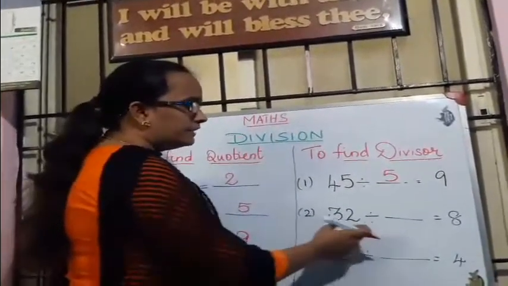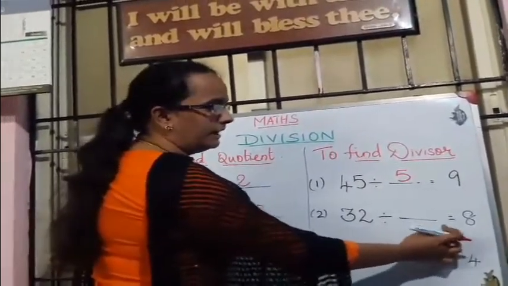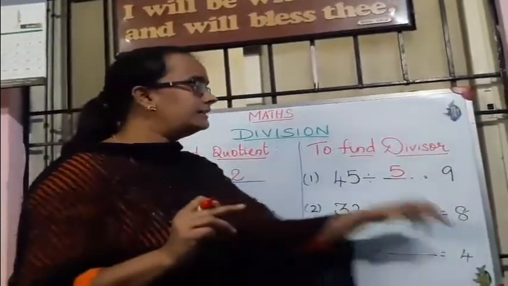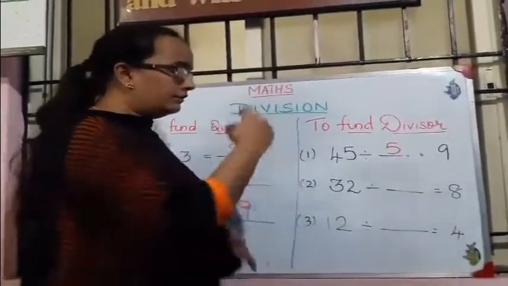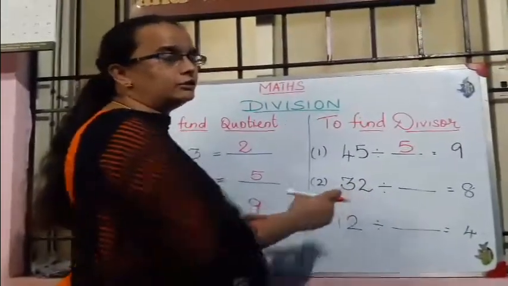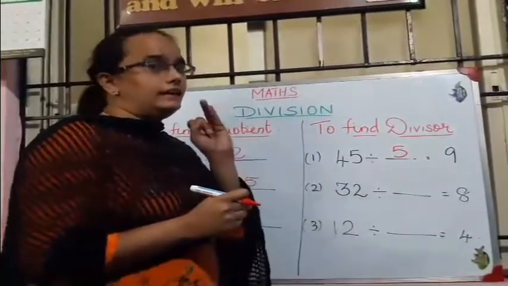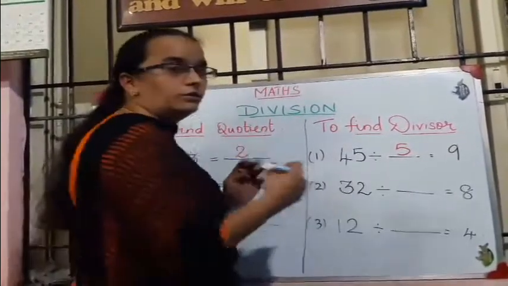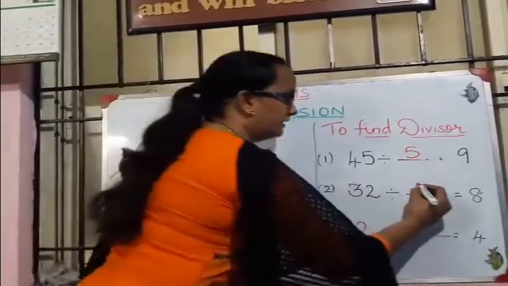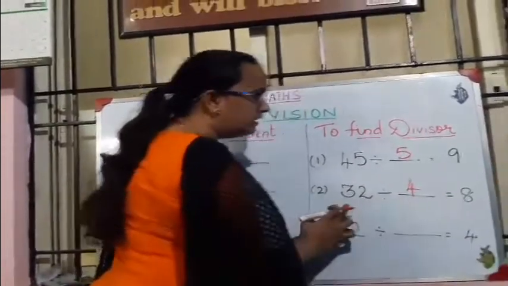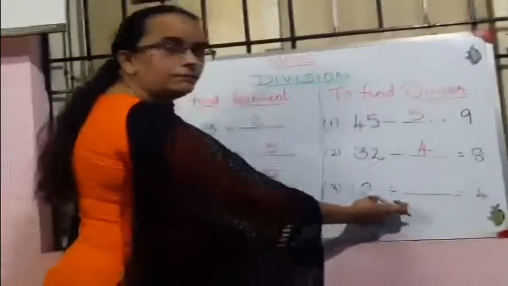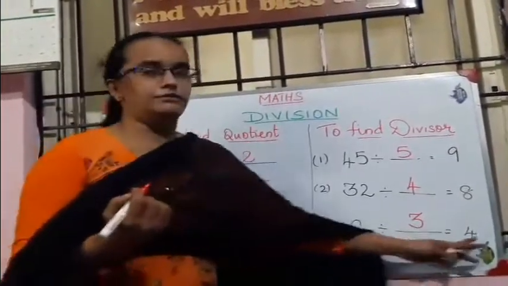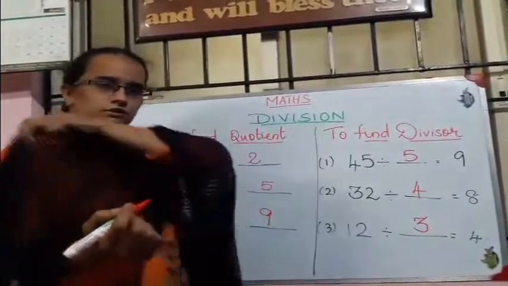Now same way. Here 32 divided by a blank is 8. So you have to tell which table you will tell. Very good. 8 table you will tell. In 8 table, you have to get 32. 8 ones are 8, 8 twos are 16, 8 threes are 24, 8 fours are 32. So what is the answer? 4. Very good. 4 eights are 32. So same way, what will be the answer here? 3 fours are 12. So you got the answer.